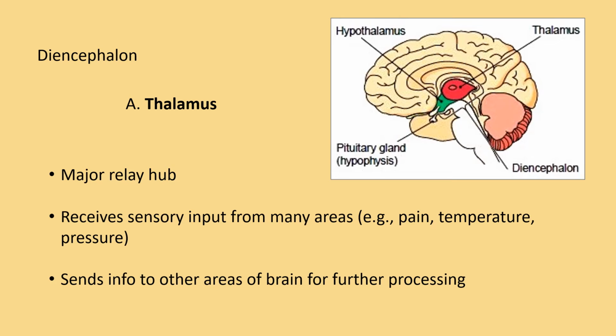Our next major brain region is the diencephalon, and we'll talk about the thalamus and the hypothalamus. So the diencephalon is centrally located in the brain, and the thalamus is a major relay hub. Lots of different types of incoming sensory information comes into the thalamus and then gets passed along to one or more other brain regions for further processing.